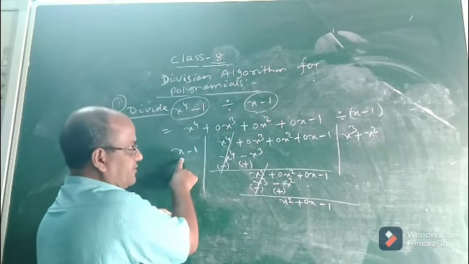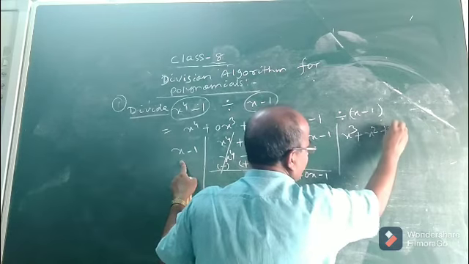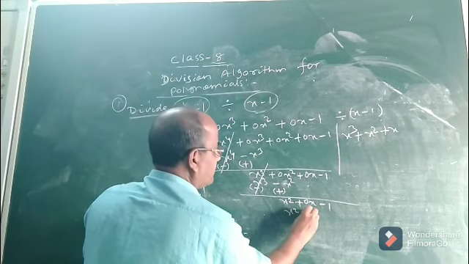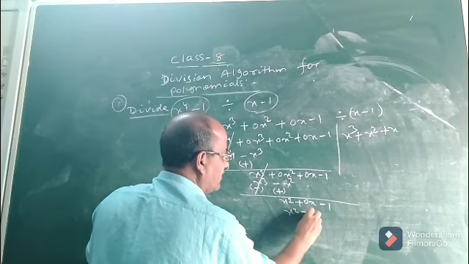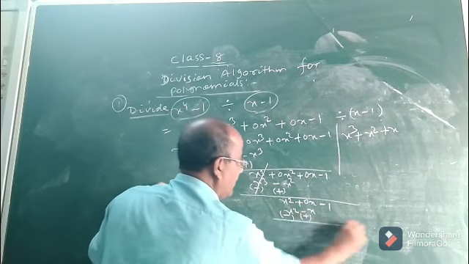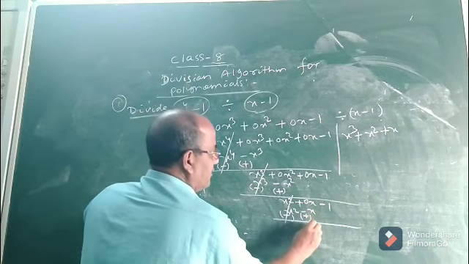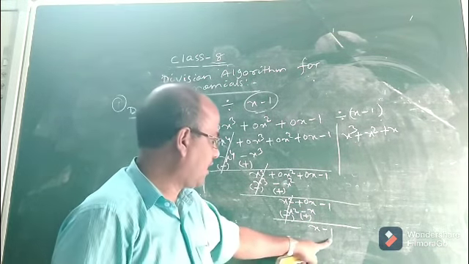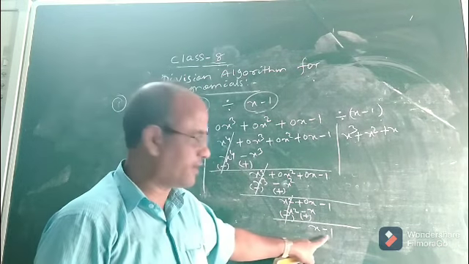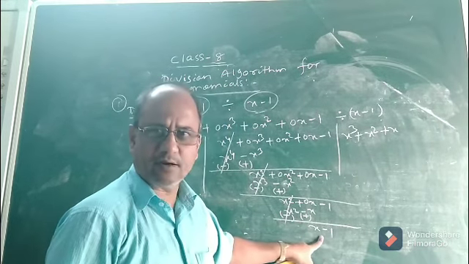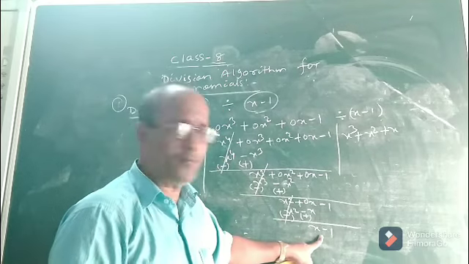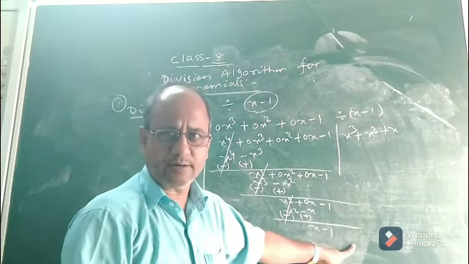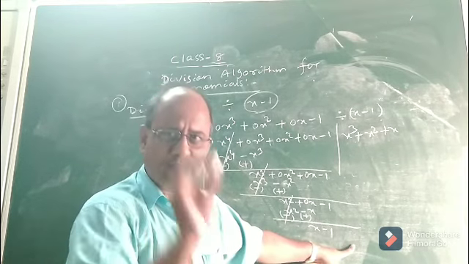Again, x square divided by x will give you plus x. So x into x is x square, and x into minus 1 is minus x. Now you change the sign. This cancels, and this will be x minus 1. At this step we got x minus 1. What is the degree of this remainder? Now the point is whether we will carry on the division or not. We will continue the division process or we will stop here.